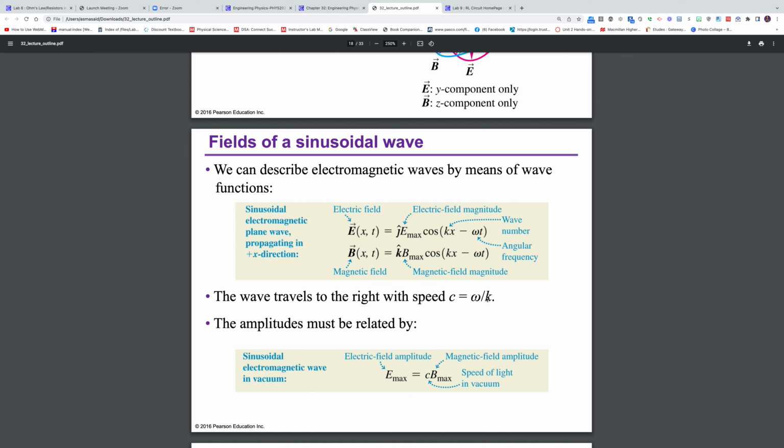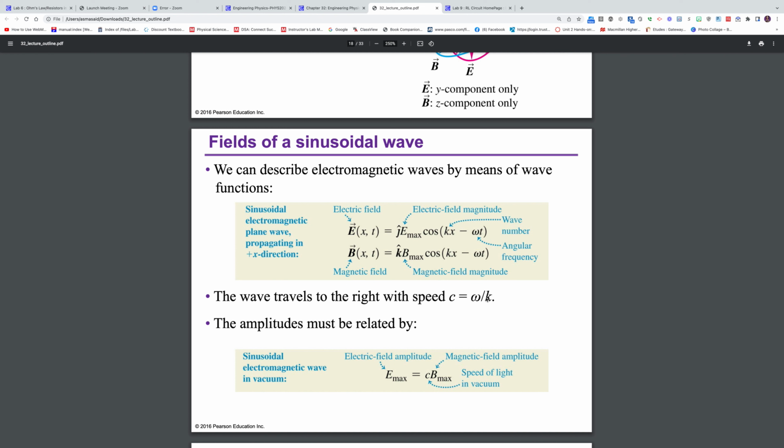Now, we can describe the electromagnetic waves by means of wave functions, and these are depending on x and t. Then E as a function of x and t is j, because it's along the y direction, E maximum times cosine(kx minus omega t), and B as magnetic field is also depending on x and t, and k is the unit vector along the positive z, B maximum times cosine(kx minus omega t).